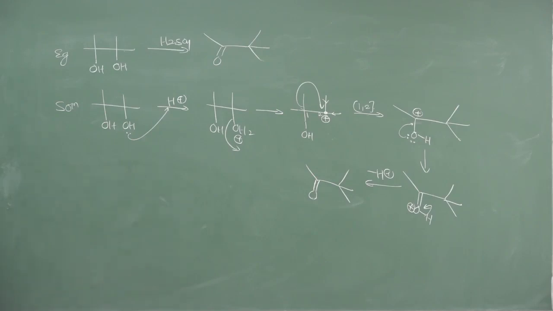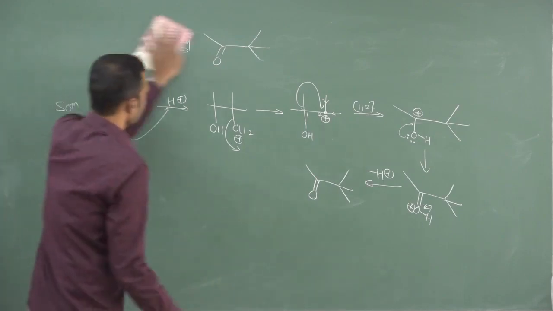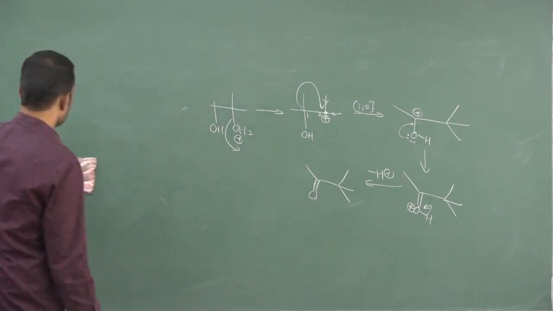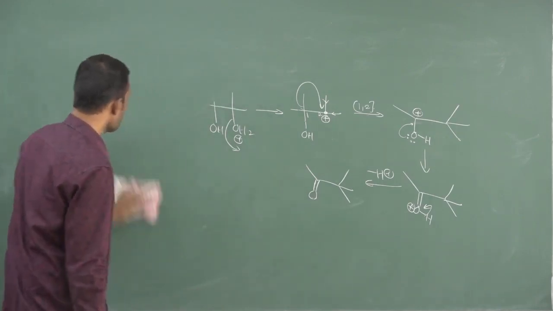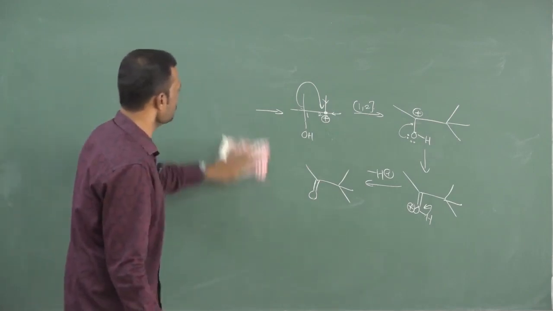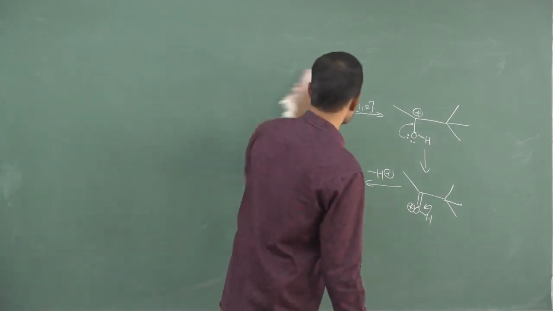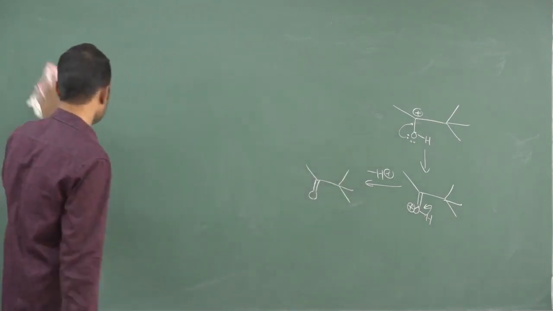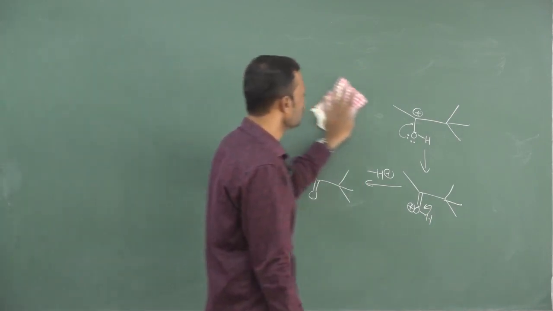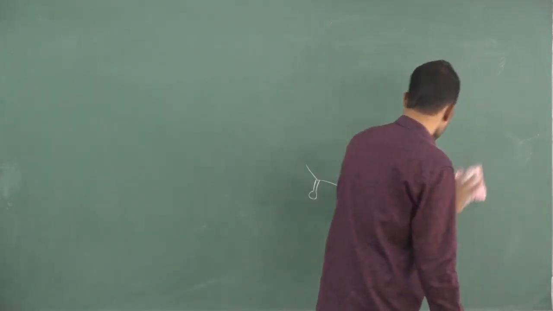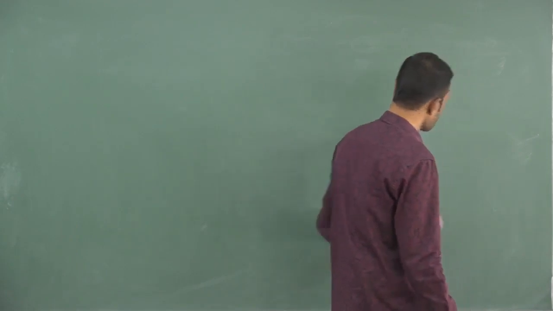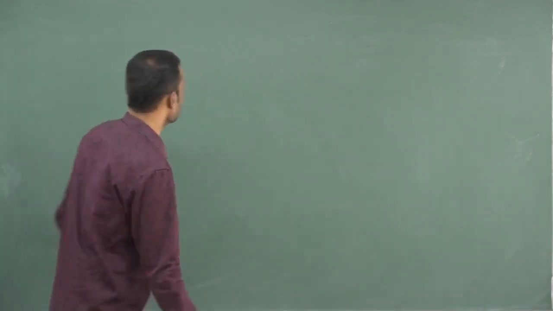Clear? Next. Friedel-Crafts alkylation and Friedel-Crafts acylation reactions proceed with a carbocation intermediate. Not only this, even the pinacol-pinacolone rearrangement, and some named reactions, rearrangement reactions also proceed with a carbocation as an intermediate.